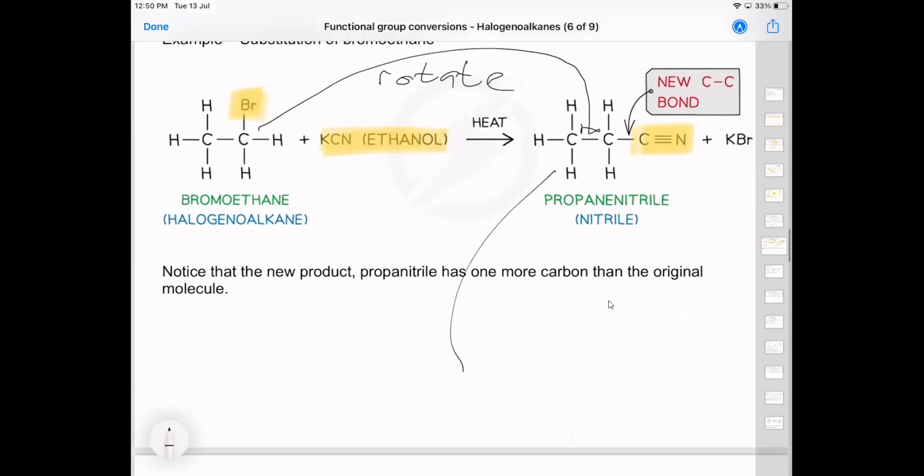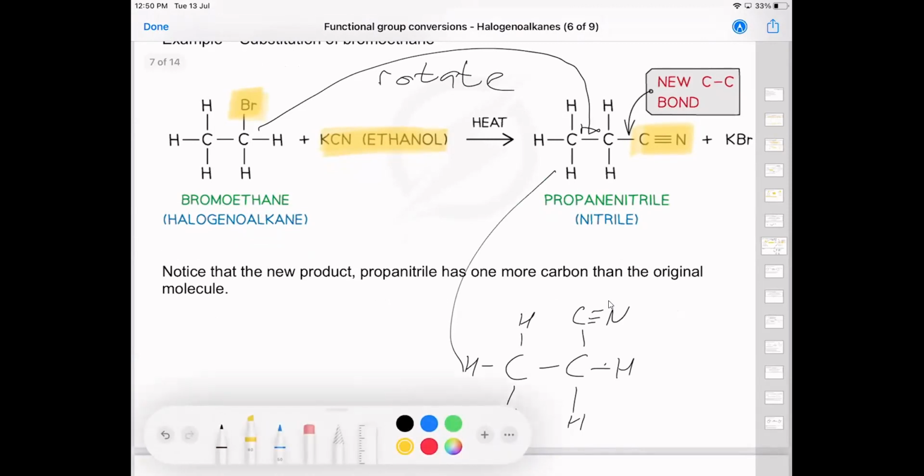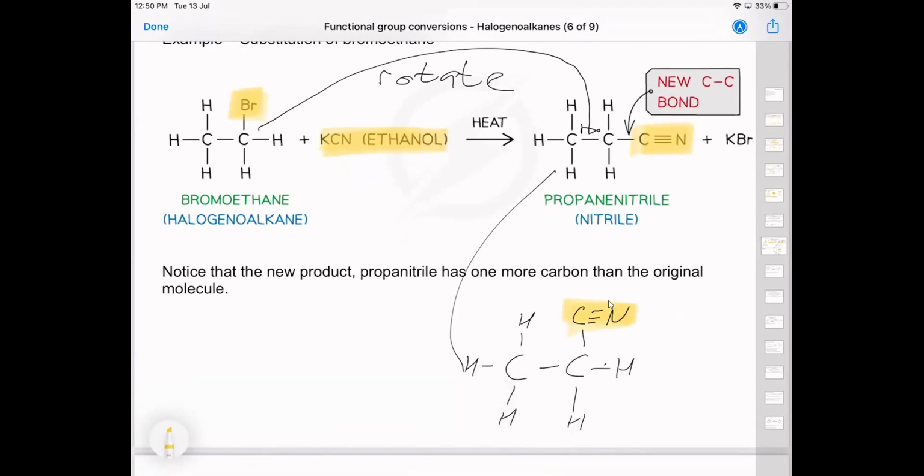So I could have easily just drawn this as CC, and I could have put the C triple bond N over there. But that's exactly the same molecule. So that would have been exactly the same. I'm not saying it's a different product. I'm saying that's the identical product. We've just rotated about that bond. So the CN is still over there.